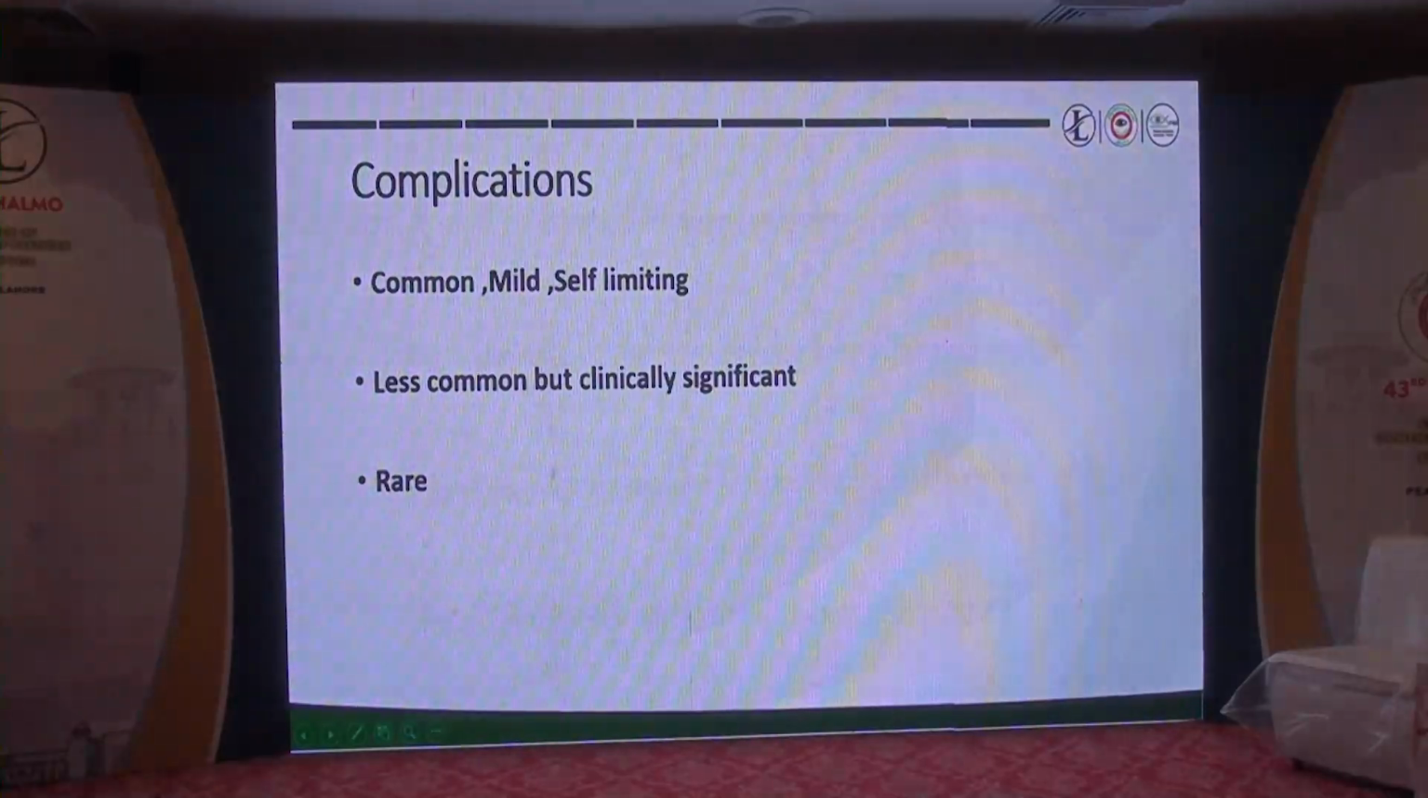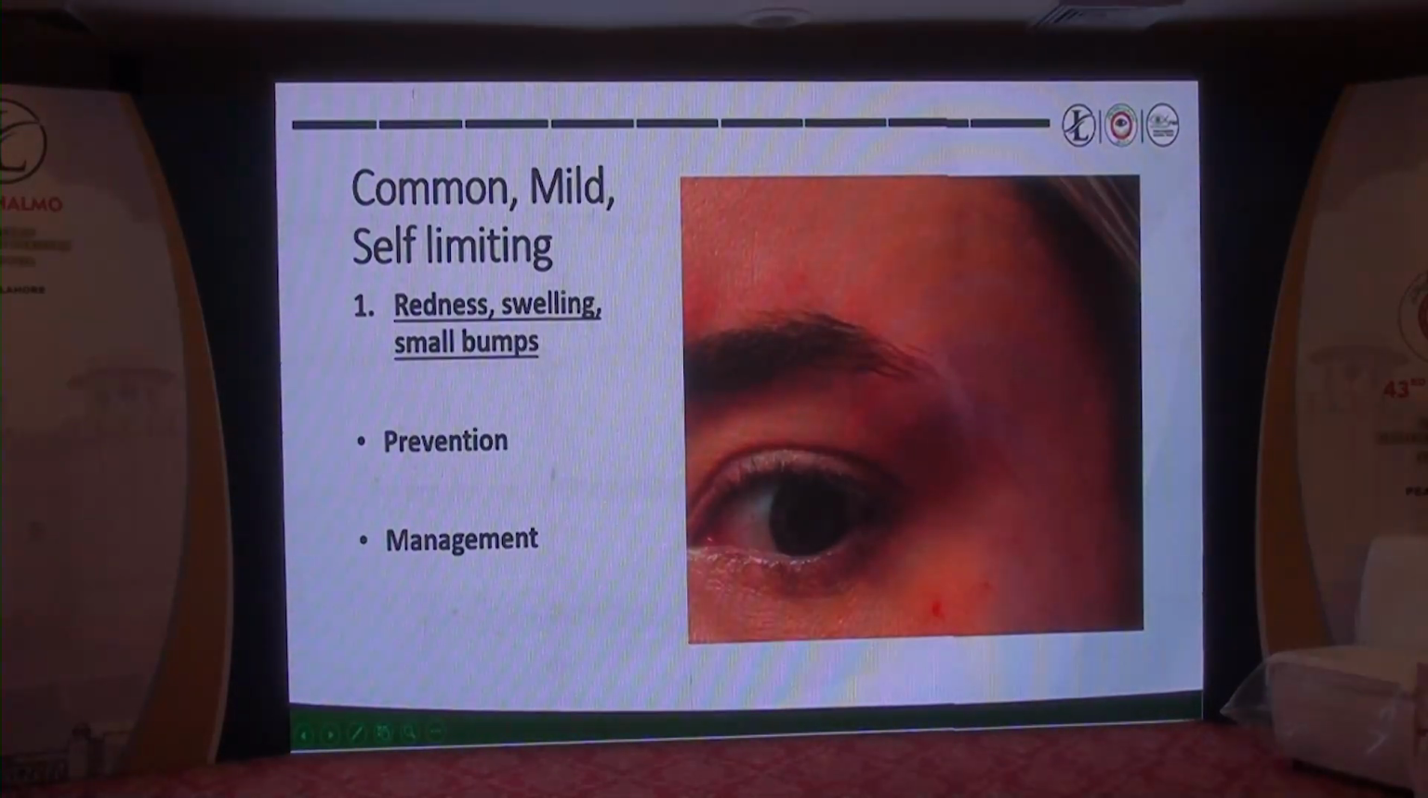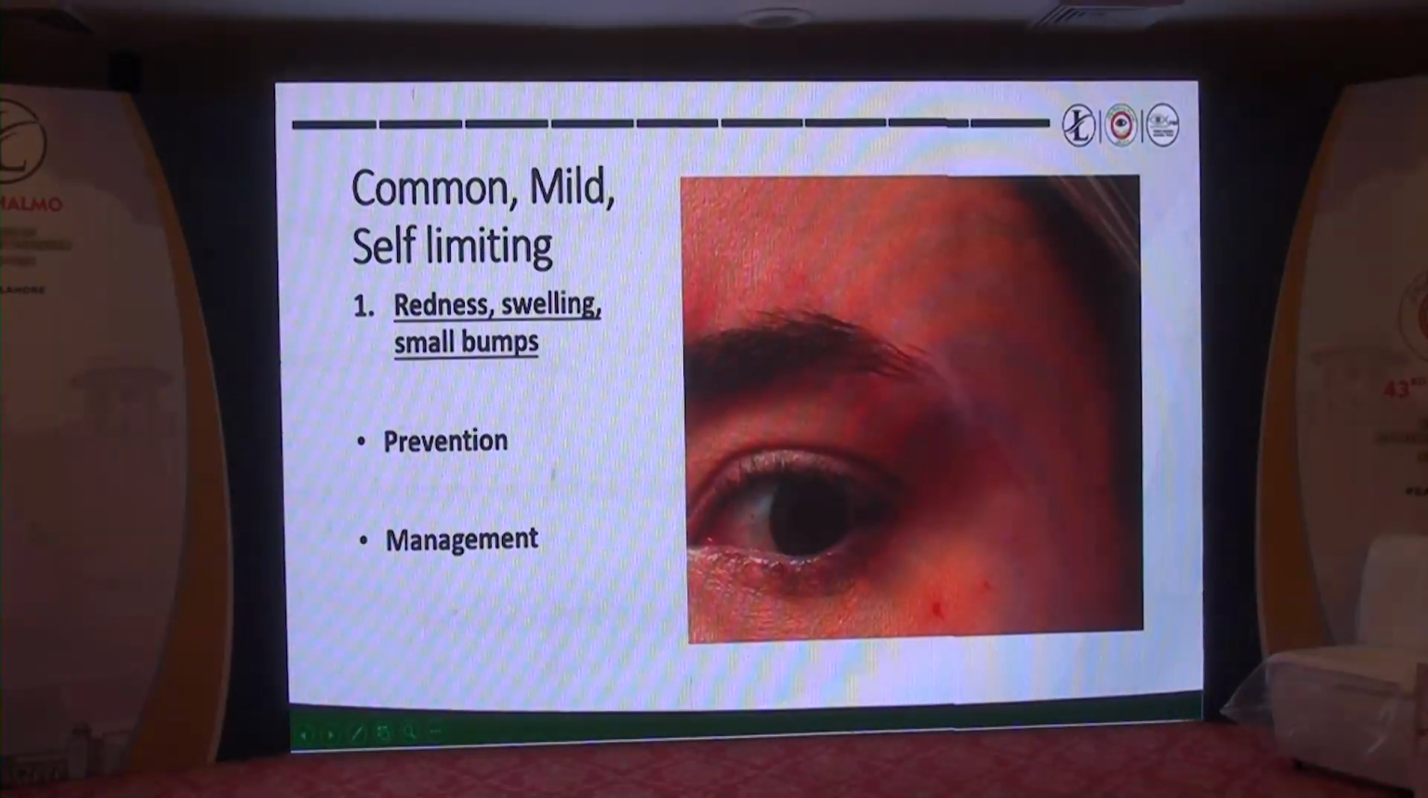The complications can be divided into common, less common, and rare ones. So common are usually redness, swelling, and you experience this at the time of the injection even. So redness, swelling, small bumps, all of these can be prevented by using fine needles, for example 30 gauge needles, by cleaning the skin gently, and by avoiding large doses. Cold compresses can be given if the patient experiences such kind of bumps, and you can always tell the patient that it resolves usually with time, so these are not very significant.